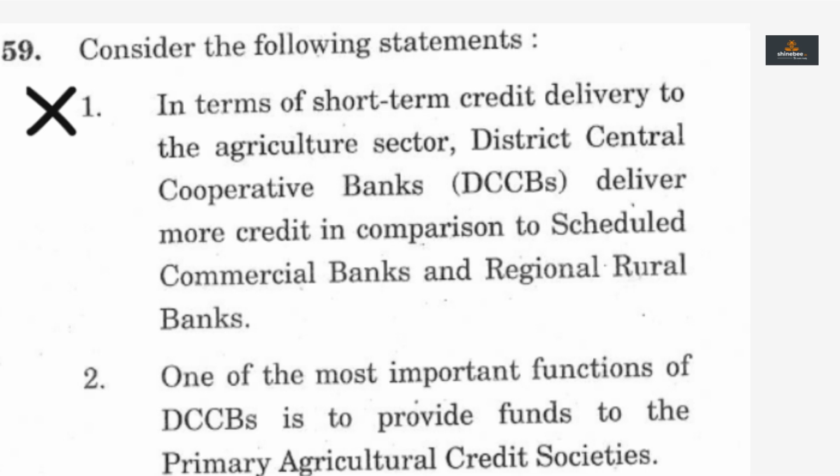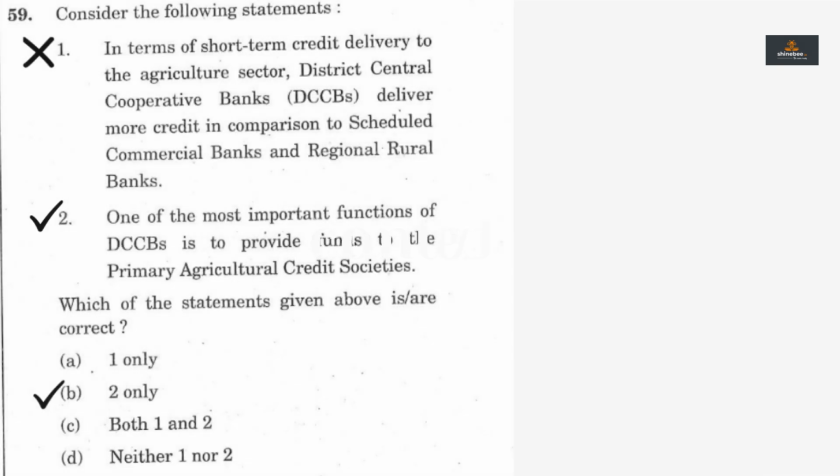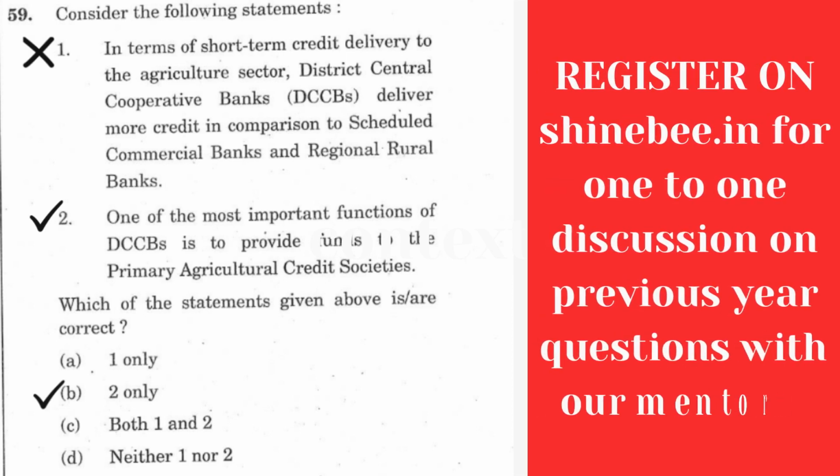For statement 2 also, it is matter of common sense to reason that main function of cooperative bank at district level is to give cheap loans to agriculture sector. Hence, providing loans to primary agricultural credit society may be one of the most important functions of DCCB. Therefore, statement 2 should be correct and accordingly, answer should be B, that is only 2 correct.